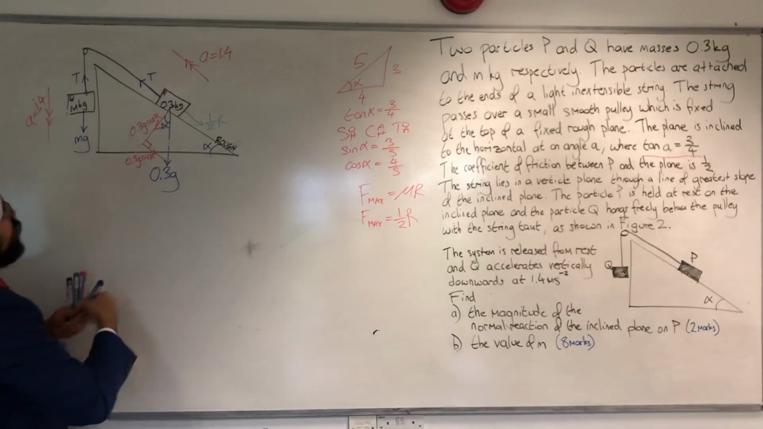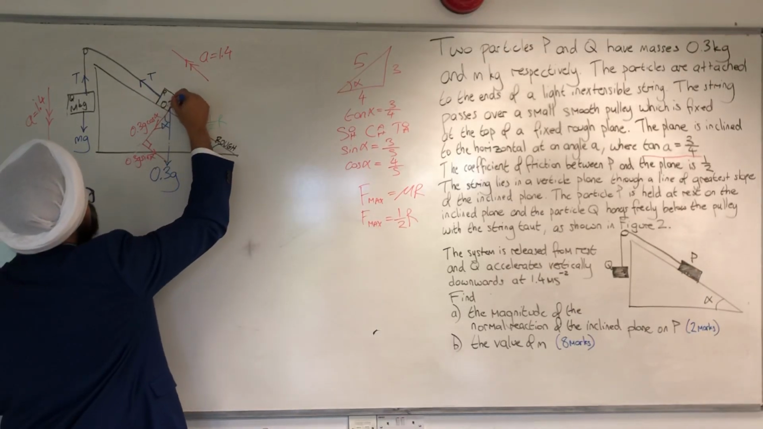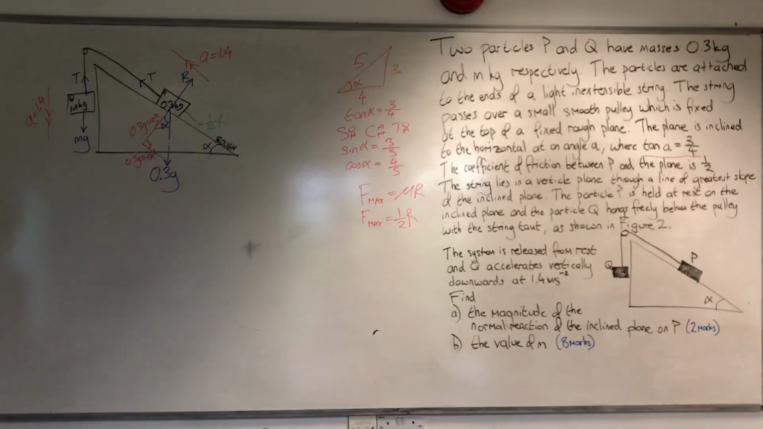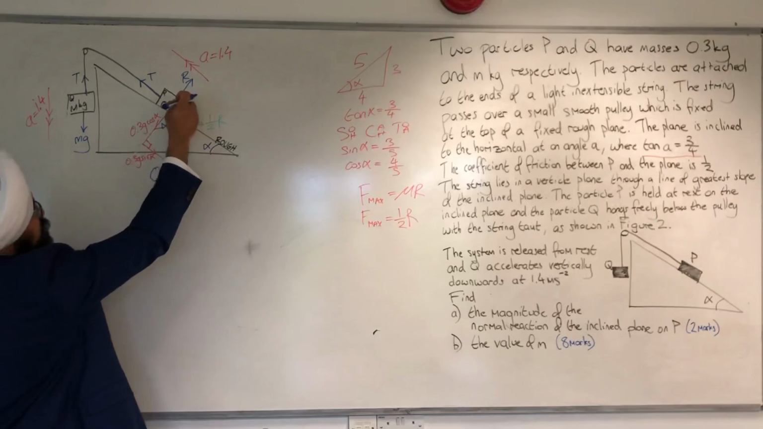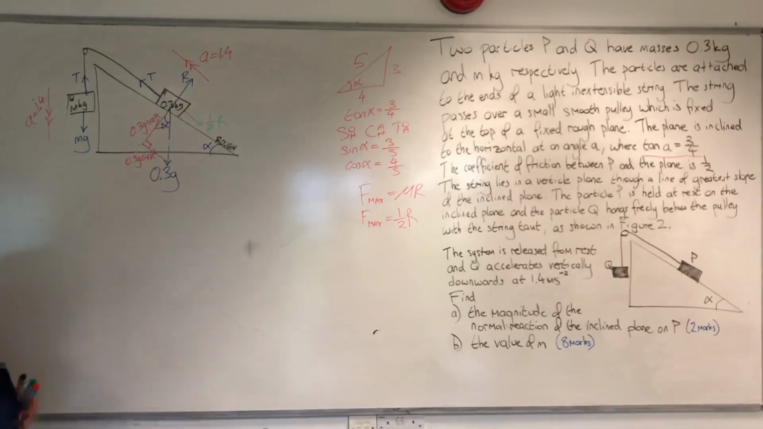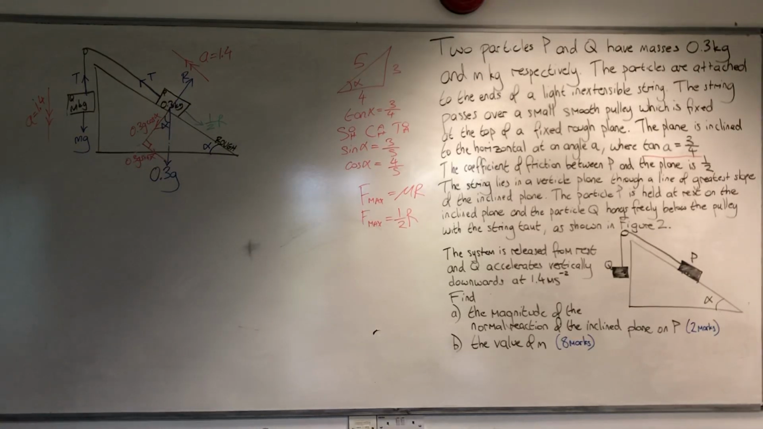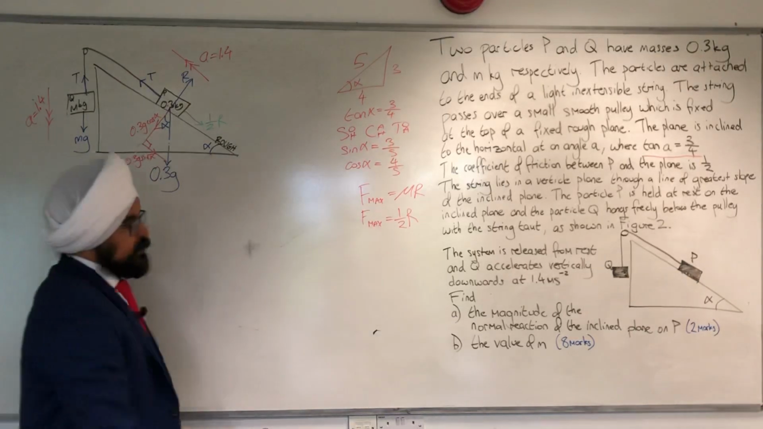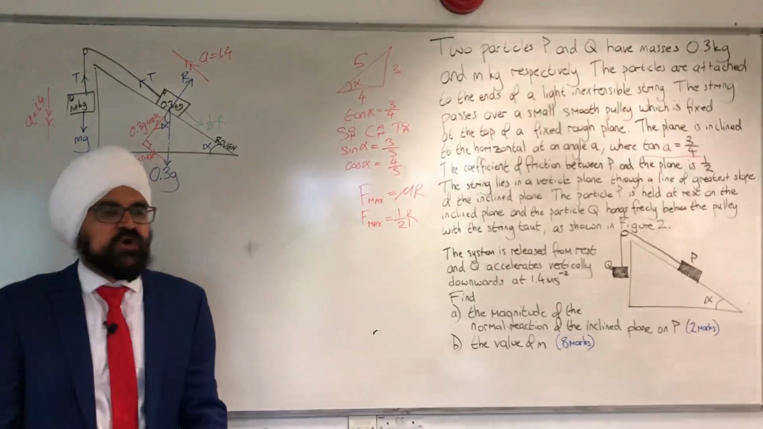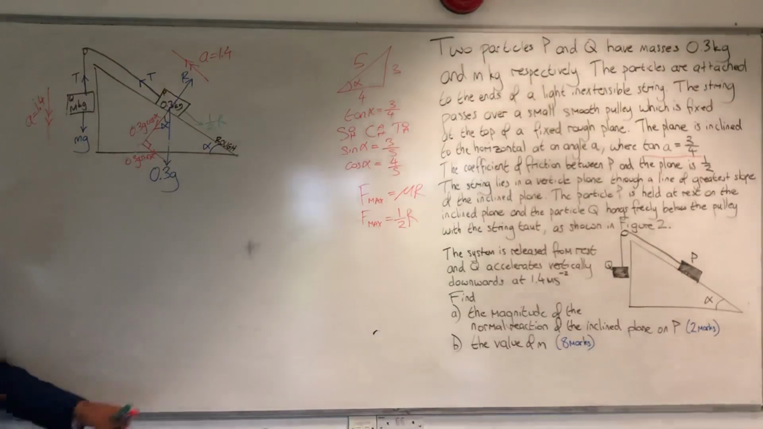I've got one force missing, which is the reaction force here, and that's your R. Why? Because obviously P is contacting the inclined plane. So when there's a contact, there needs to be a reaction force on my diagram. And now I believe my diagram is complete. Once you've got to this stage, my way of thinking about these questions is just to have a process in your mind, and you can answer any of these questions.